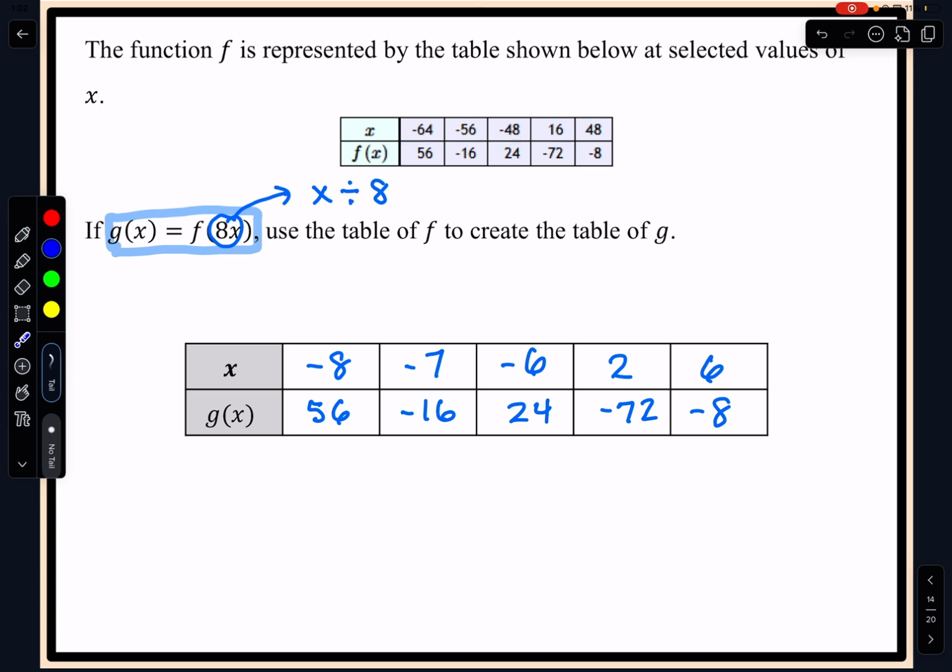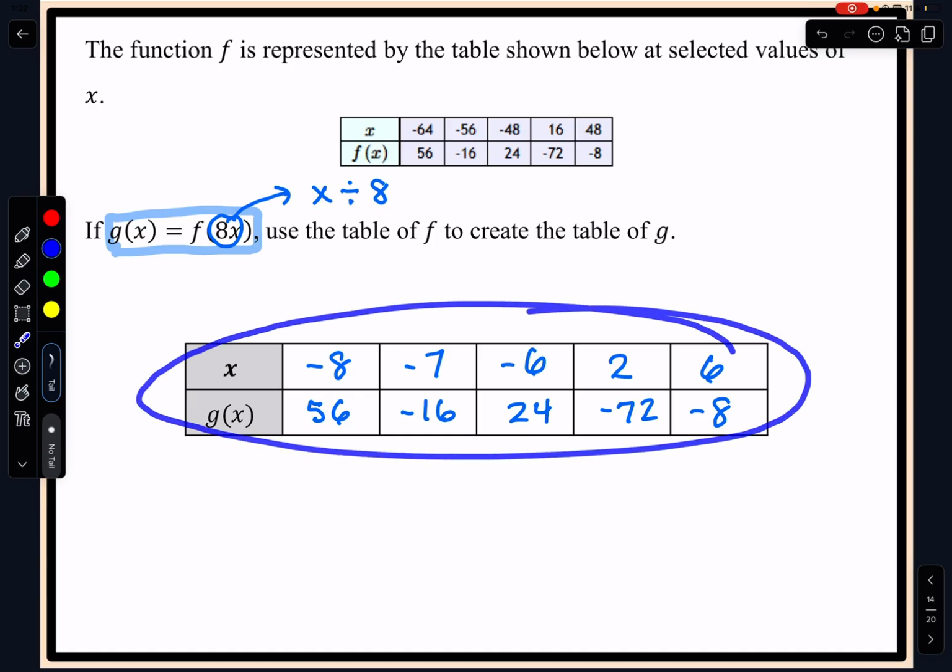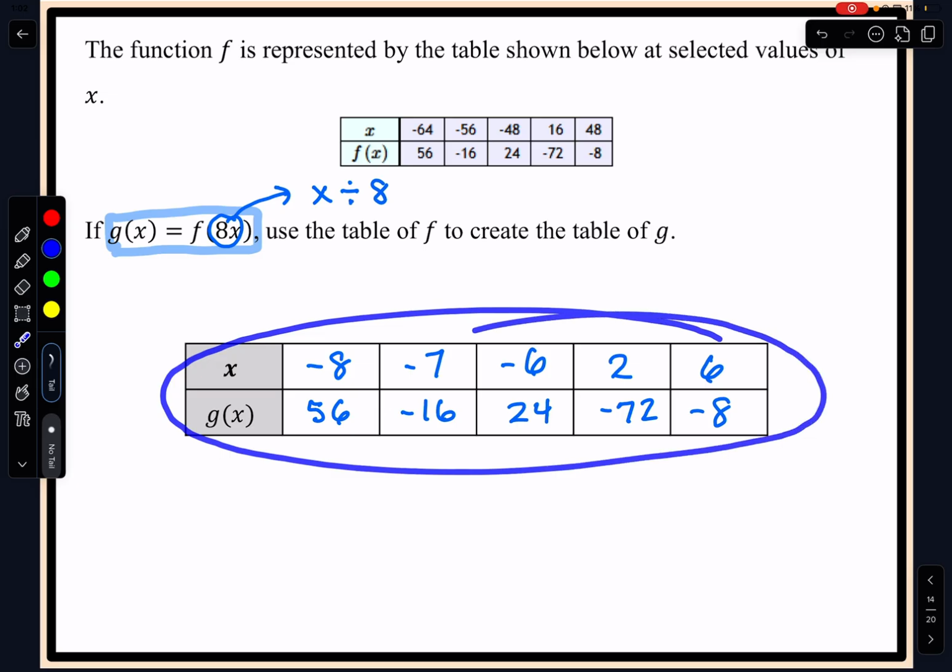But there you have it. So here are the coordinates for the function g, and this is how we fill in this table there.